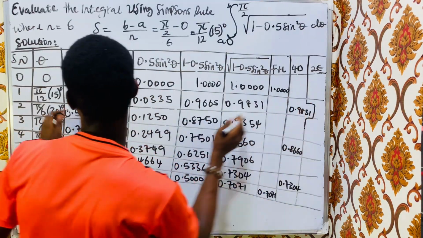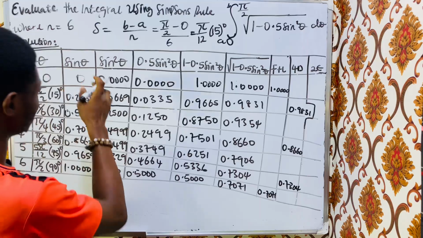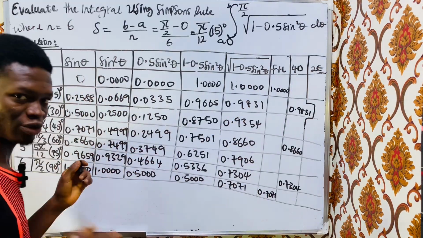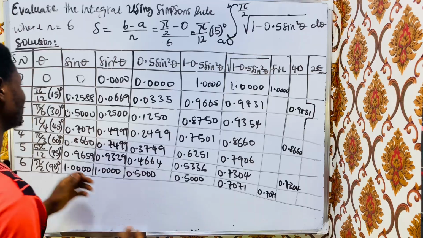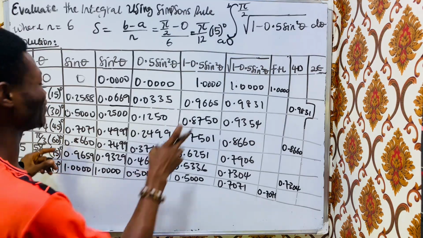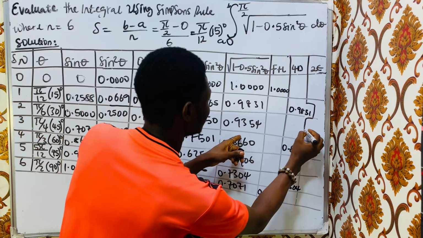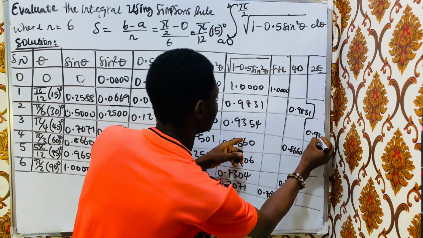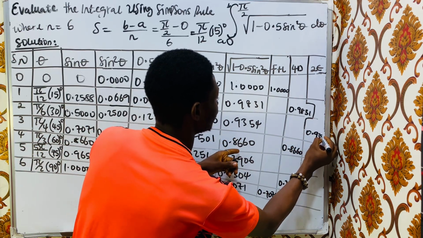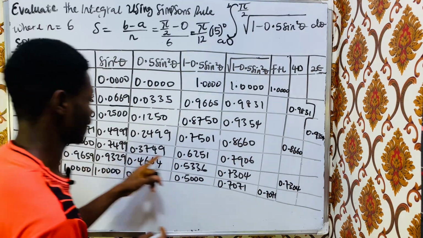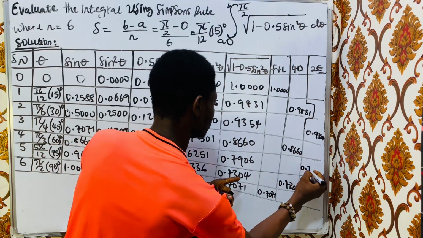So 2 times the even terms. Which are the even terms? Know that 0 is an even term, but we are not going to touch it because we have the first and last terms. So we are going to leave it. We have touched it before, so no need of touching it again. So 2 times the even terms. We have 2. Which one is the even term? 0.9354. So that is there. Which other one? 4. 0.7.